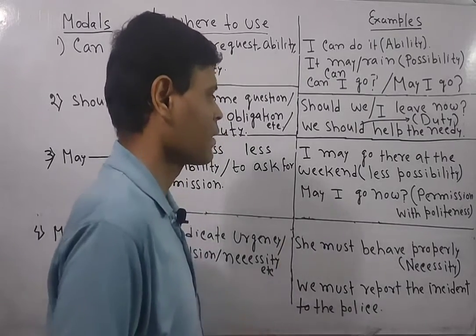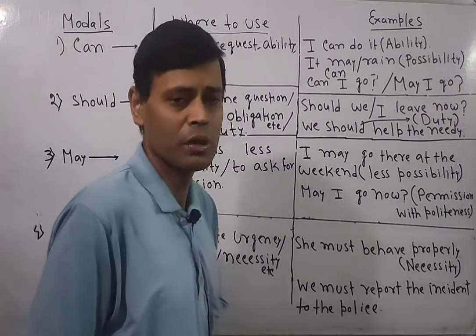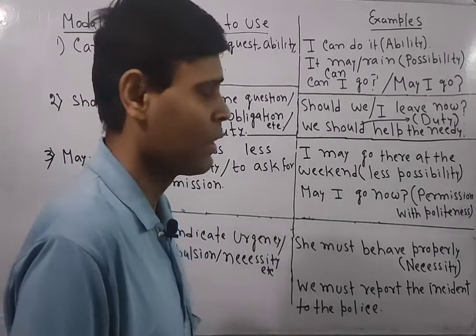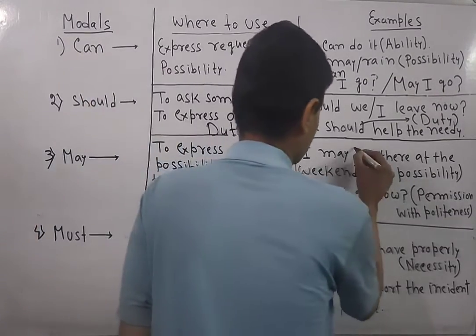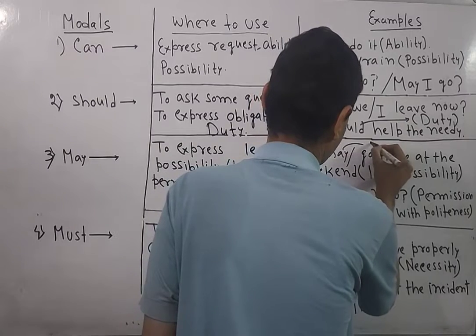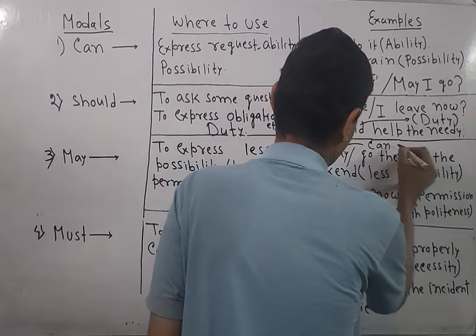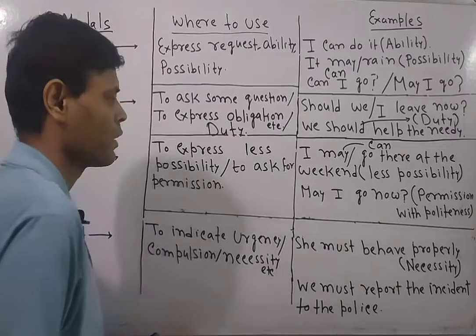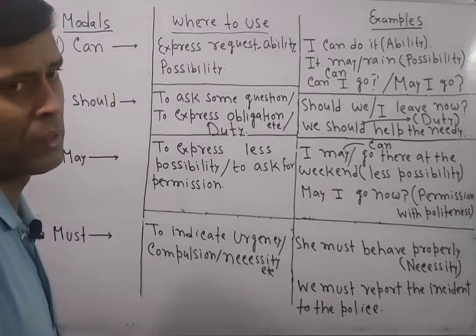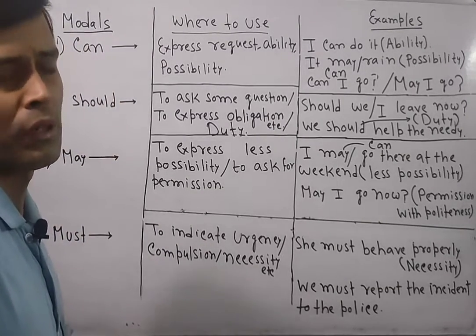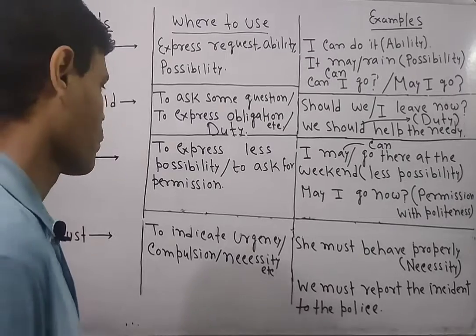If I place can here, it can also be used, but it indicates more possibility. If I place may, it indicates less possibility. That means may go there, not at all sure.